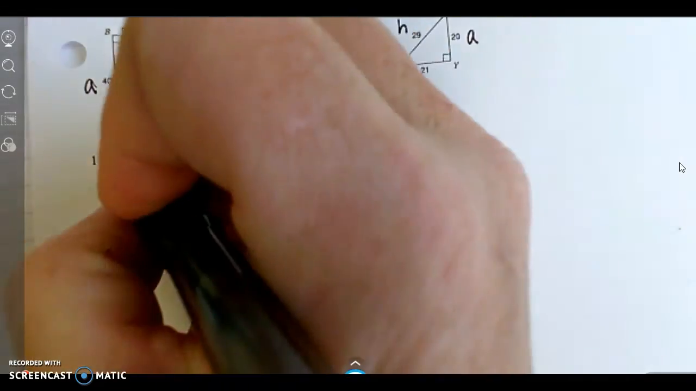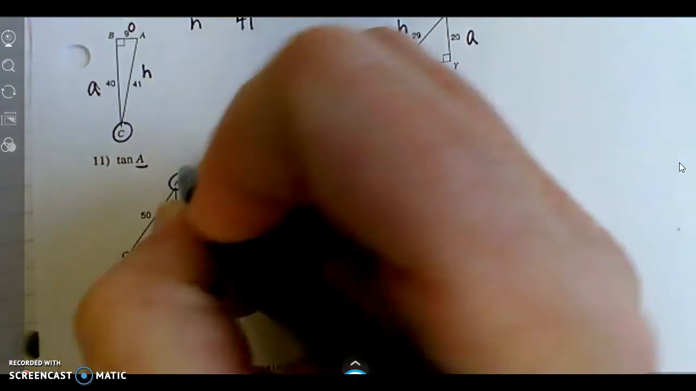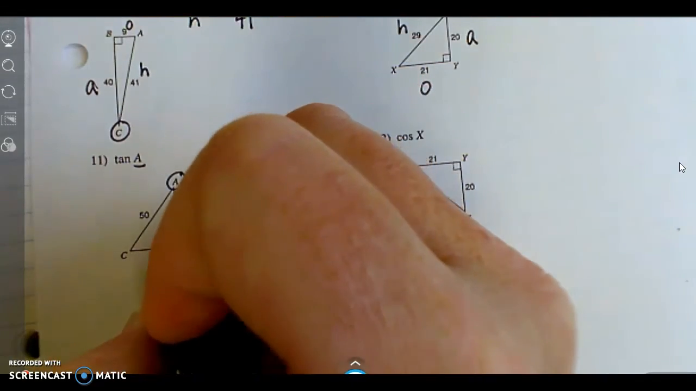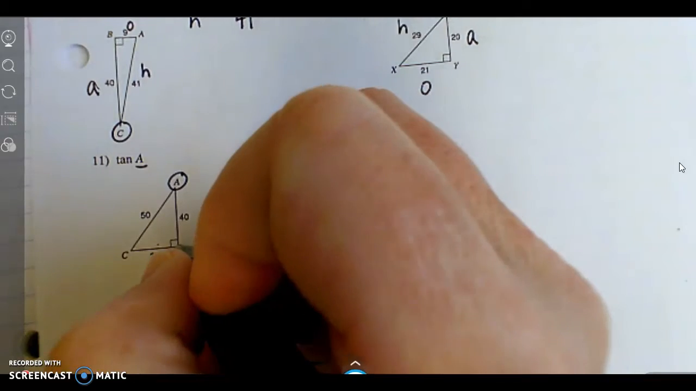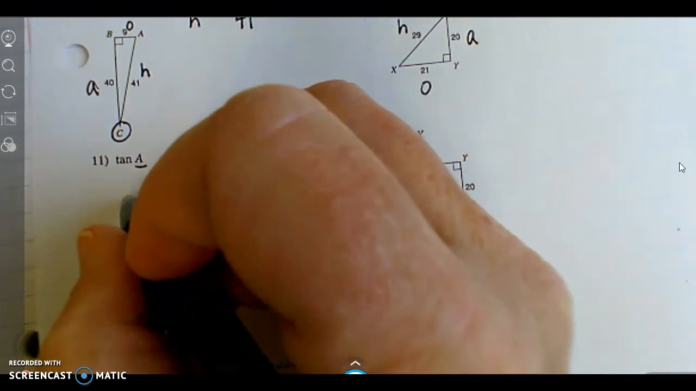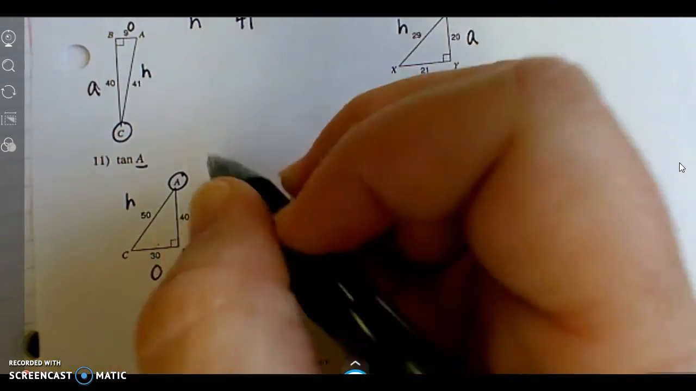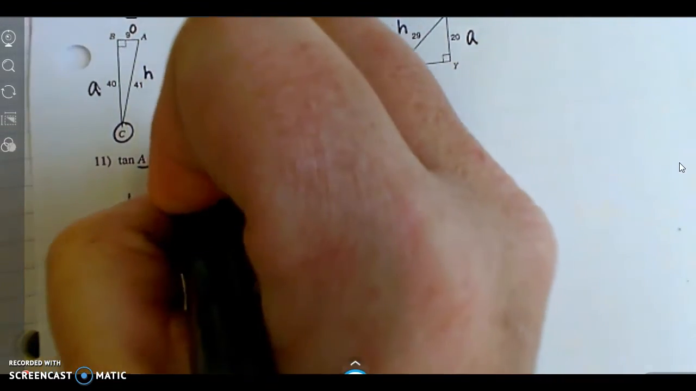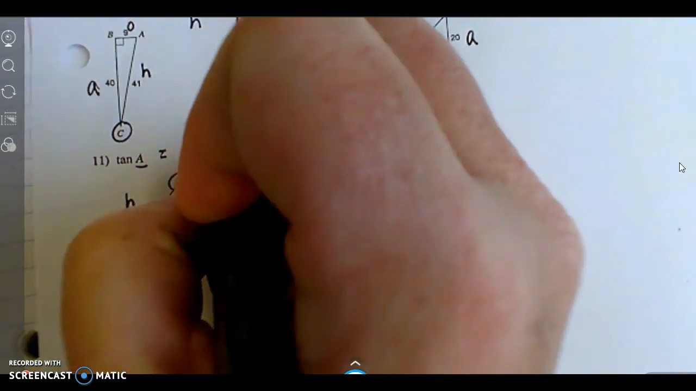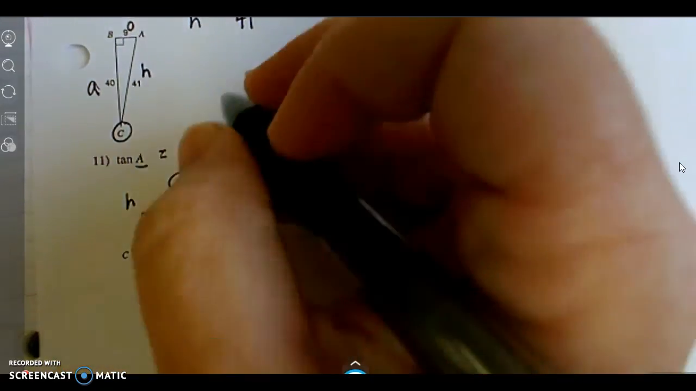Okay, next we're starting with A, so we go to A. Across from A is 30, that's the O. Across from the 90 is the H, and the other side is the A. We're still doing tangent, and we just figured out tangent was O and then A, so 30 over 40.